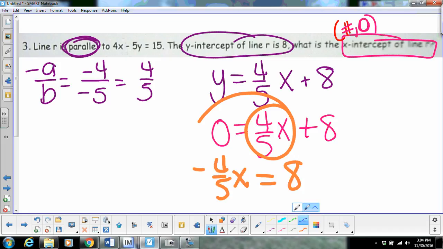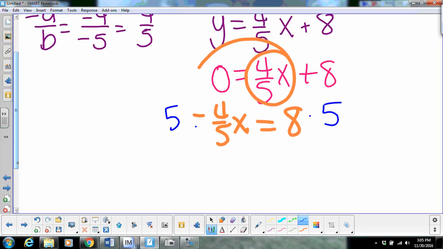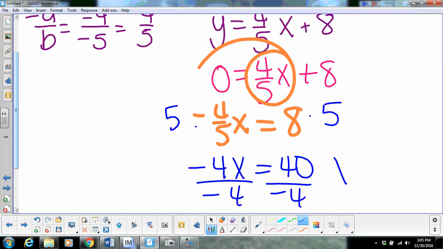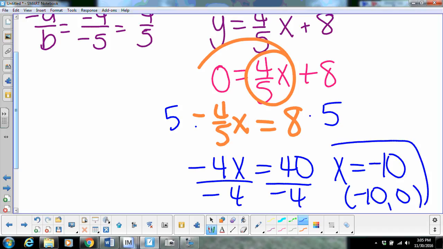So my next step here was going to be to multiply by that 5. So that's going to give me negative 4x equals 40. And then whenever I divide by negative 4, my x-intercept is going to be negative 10, or negative 10, 0.